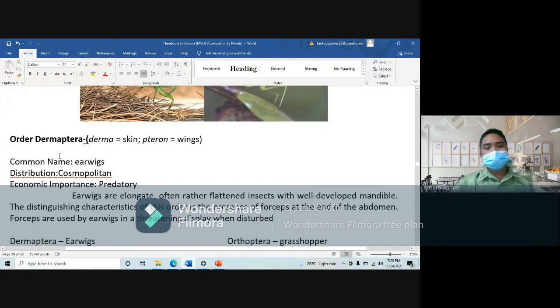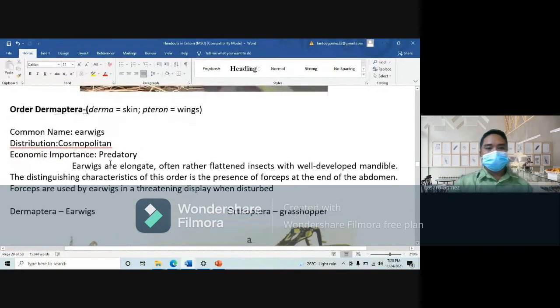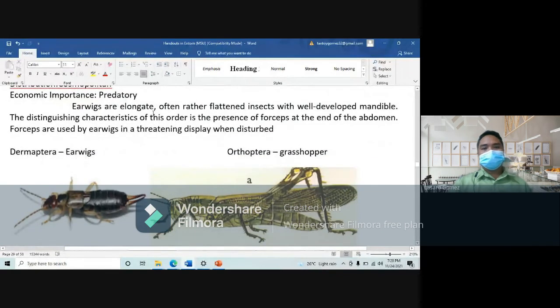The other order also is the order Dermaptera. This consists of two words. Derma means skin, ptera means wings. One best example of this is the earwigs. Okay, the economic importance of these earwigs is that they serve as predators. Okay, earwigs are elongate, often rather flattened insects with well-developed mandibles. The distinguishing characteristic of this order is the presence of forceps at the end of the abdomen. Forceps are used by earwigs in threatening display when disturbed.